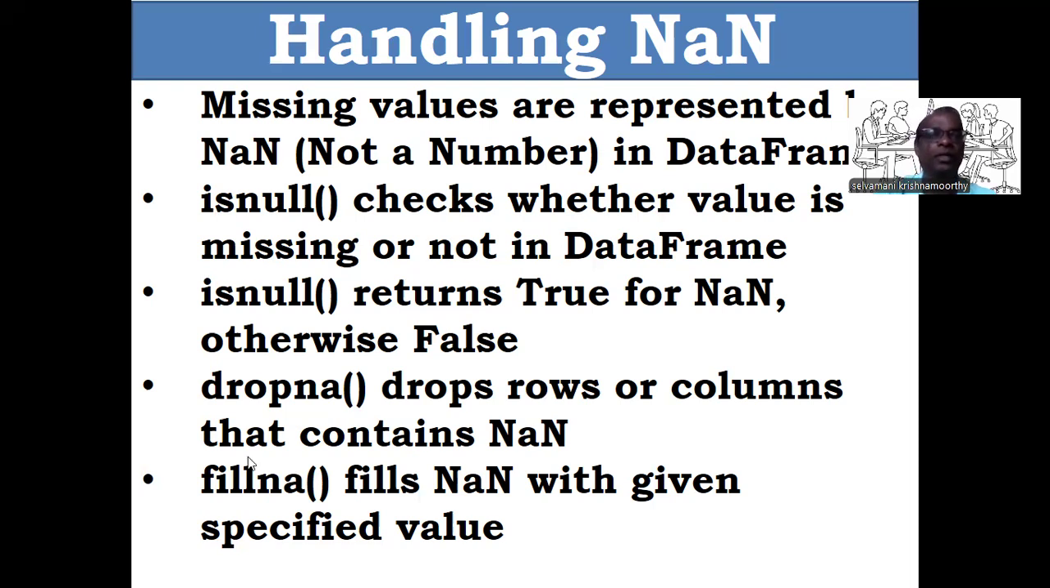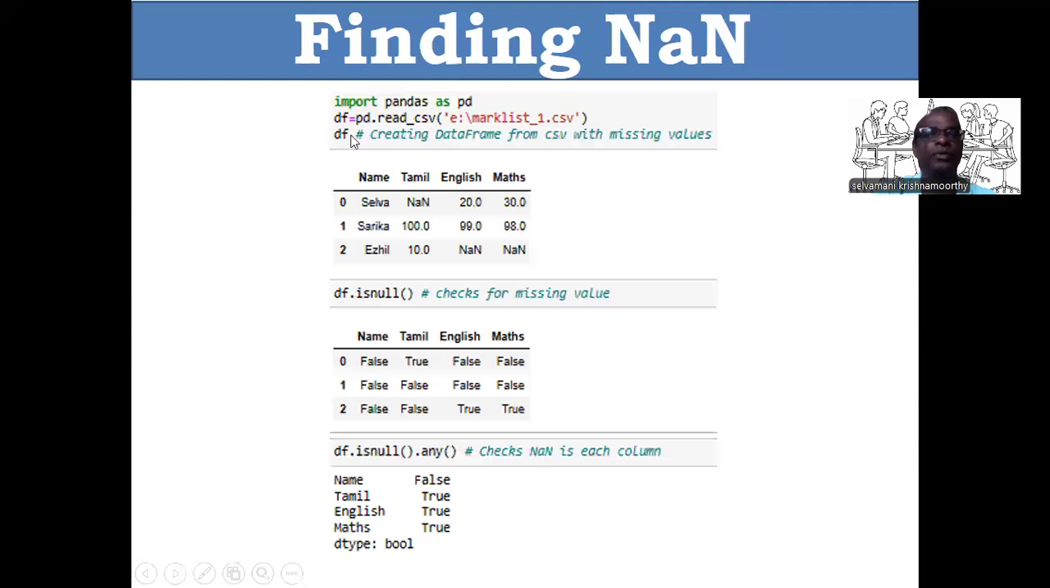Now see, in this case, I have one small coding. As usual, import pandas as pd, df equal to pd dot read underscore csv E drive marklist underscore 1.csv. Already we studied marklist underscore 1.csv. It has some students mark list with missing values. So I created one data frame from marklist underscore one dot CSV with missing values. So wherever missing values are there, that missing values are represented by NaN in data frame.